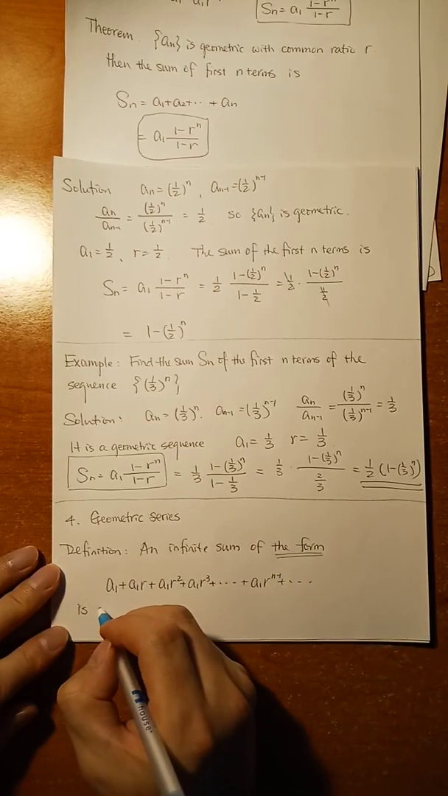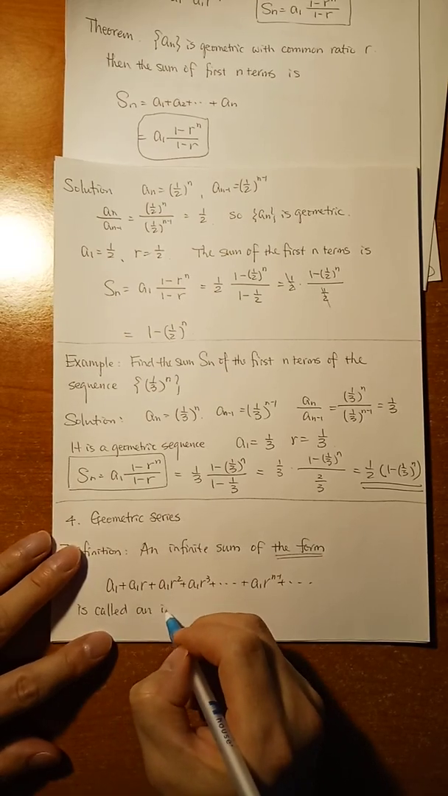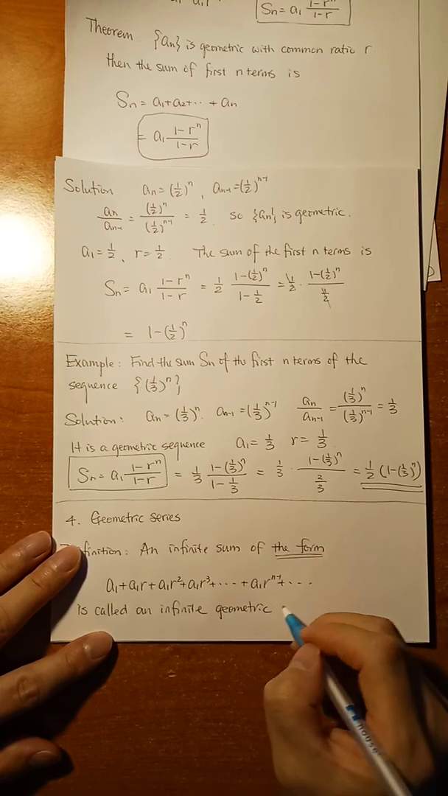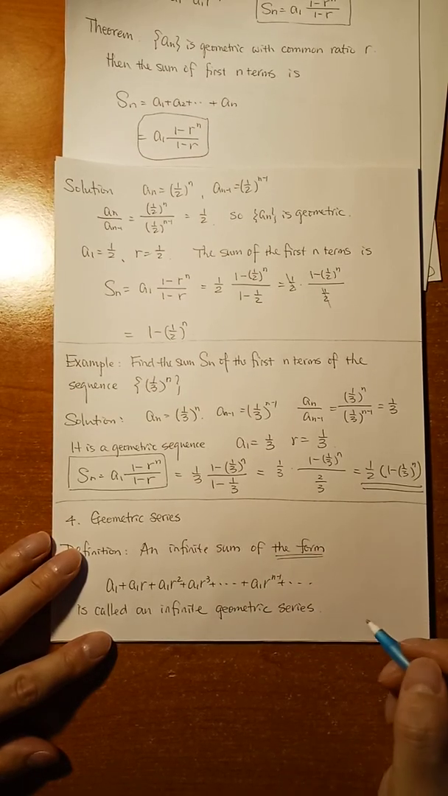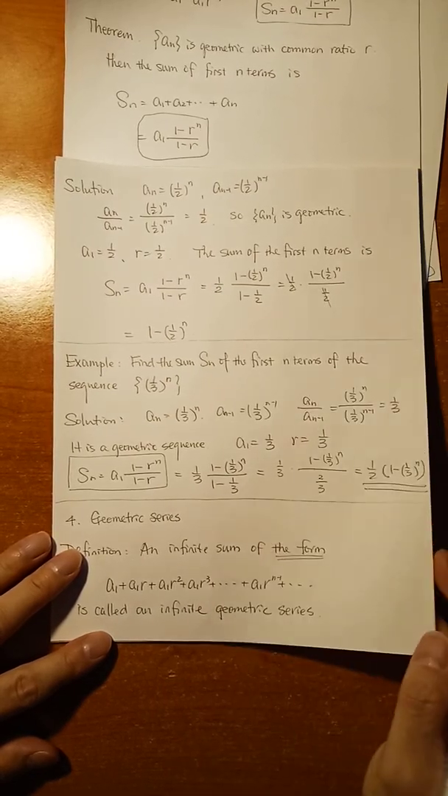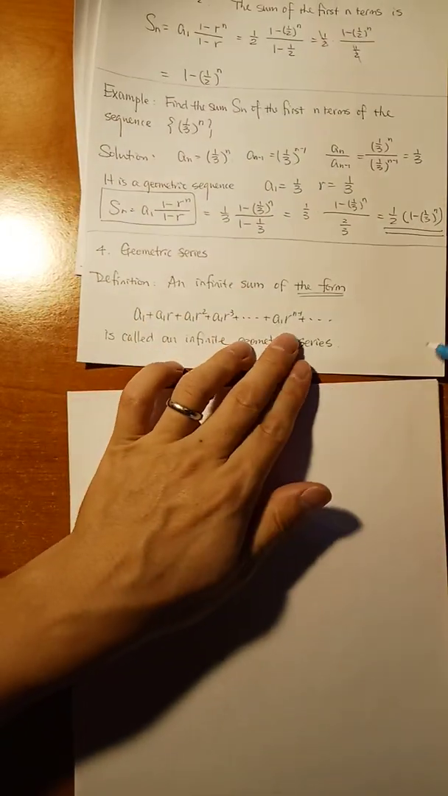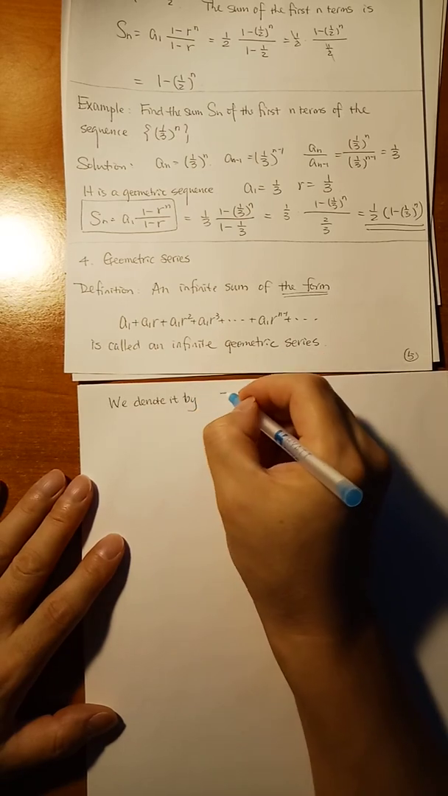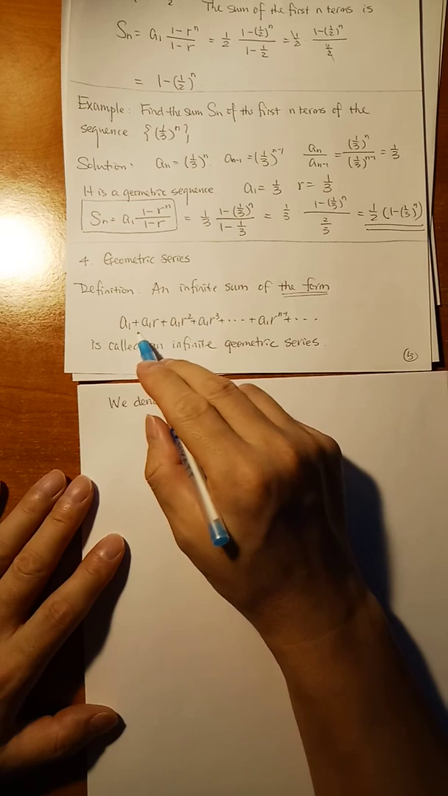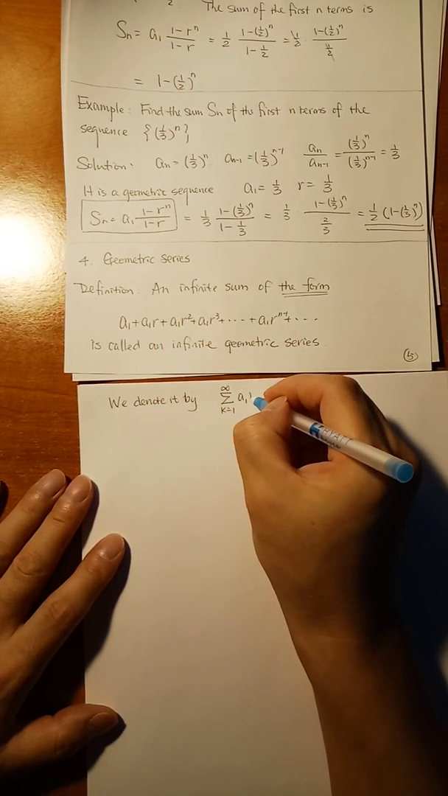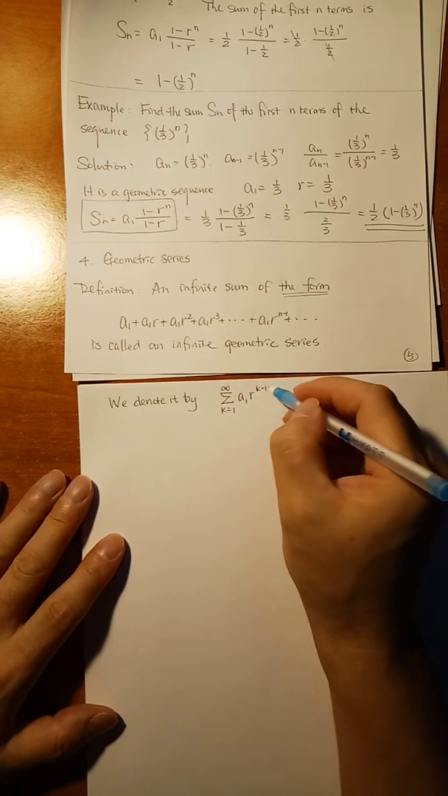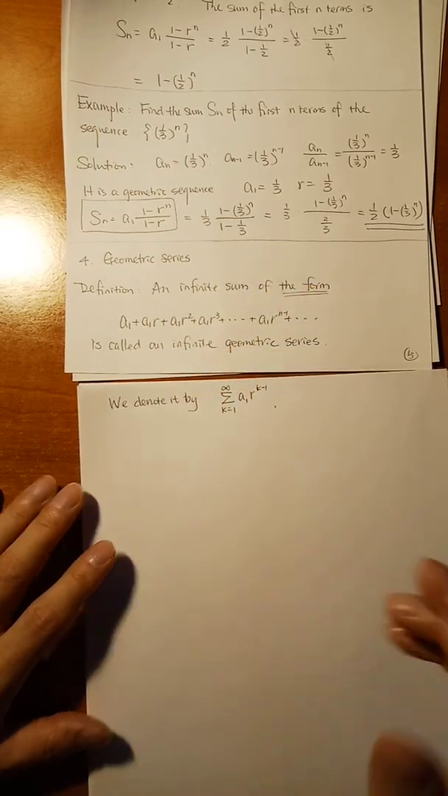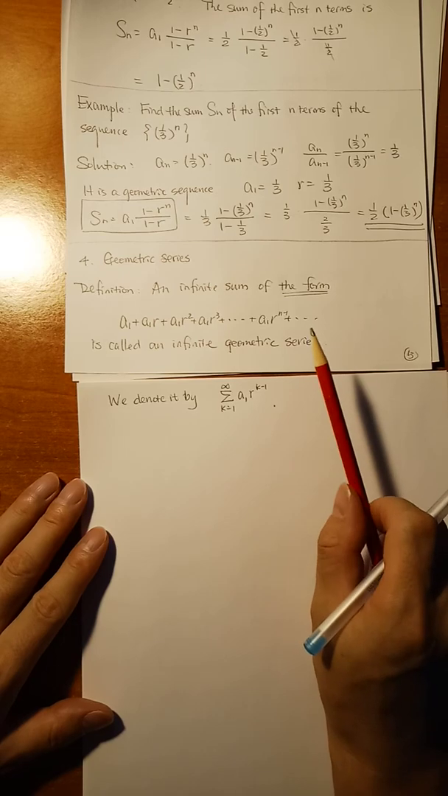This is called an infinite geometric series. And we denote it by, okay, so now let's see. We are going to add them from the first term to infinity, so it's from 1 to infinity. The general term is A1 times R to the power k minus 1. So we put it here. Okay, so this is a geometric series. We add infinitely many terms. It's a geometric series.